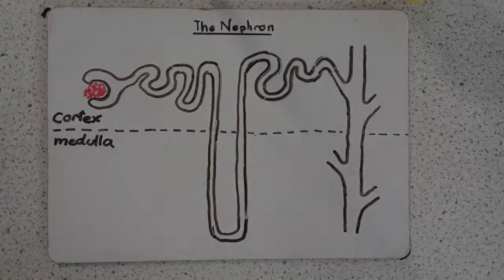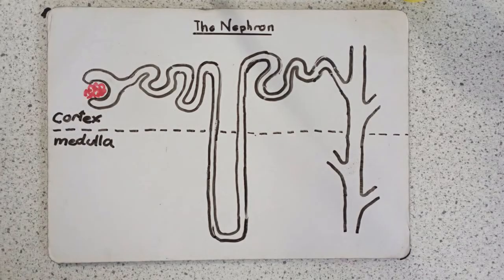The nephron is an essential microscopic structure that's found in the kidney. It's responsible for filtering the blood and regulating the amount of substances in the bloodstream in the process of homeostasis. There are about 1 million of these in each kidney.